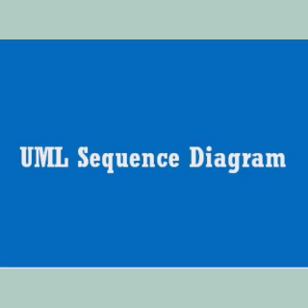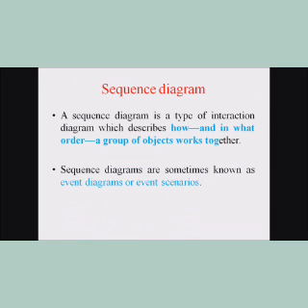In this lecture, we are discussing the UML sequence diagram. A sequence diagram is a type of interaction diagram which describes how and in what order a group of objects work together. Sequence diagrams are also known as event diagrams or event scenarios.